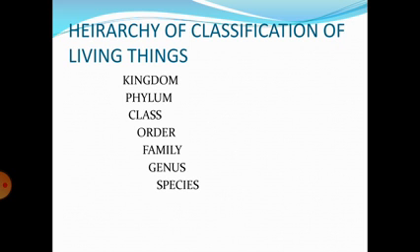Then phylum, class, order, family, genus, and then species. So as you go down from kingdom to species, the similarities between organisms tend to increase while the differences tend to decrease. So you can pick an organism, it could be a plant or an animal, and try to classify the organism using the hierarchy of classification of living things listed on this slide.